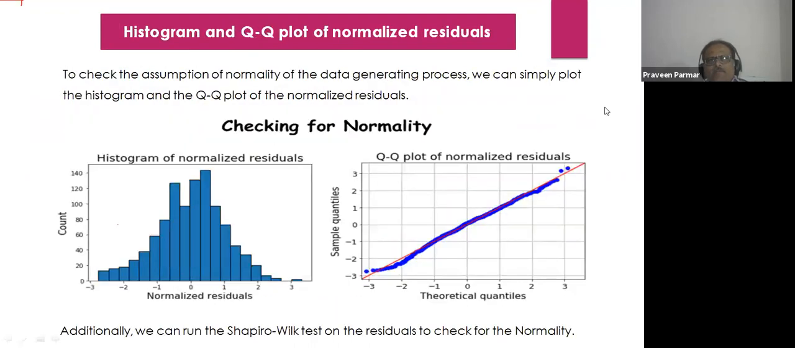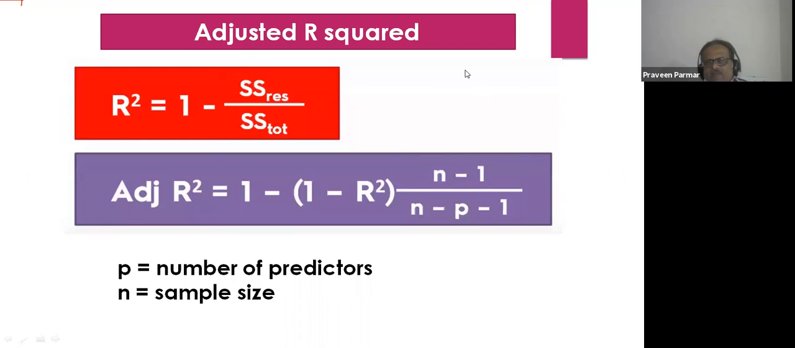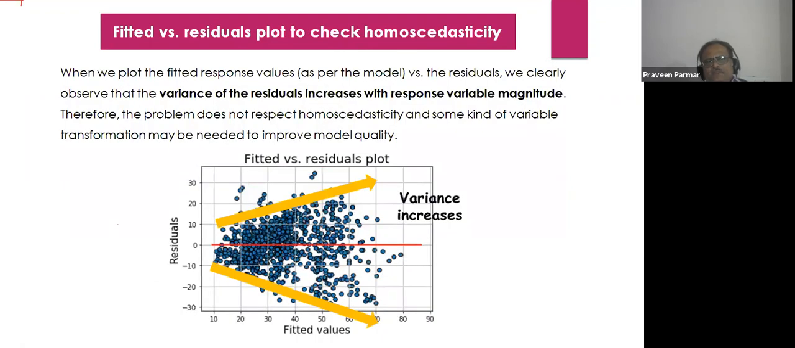So adjusted R squared. R square is 1 minus SSE residual over SSE total. Okay. And the adjusted R square is 1 minus (1 minus R square) times (n minus 1) over (n minus p minus 1), where p is the number of predictors and n is the sample size. So in this way we get it. Okay. So that way we could find it out.